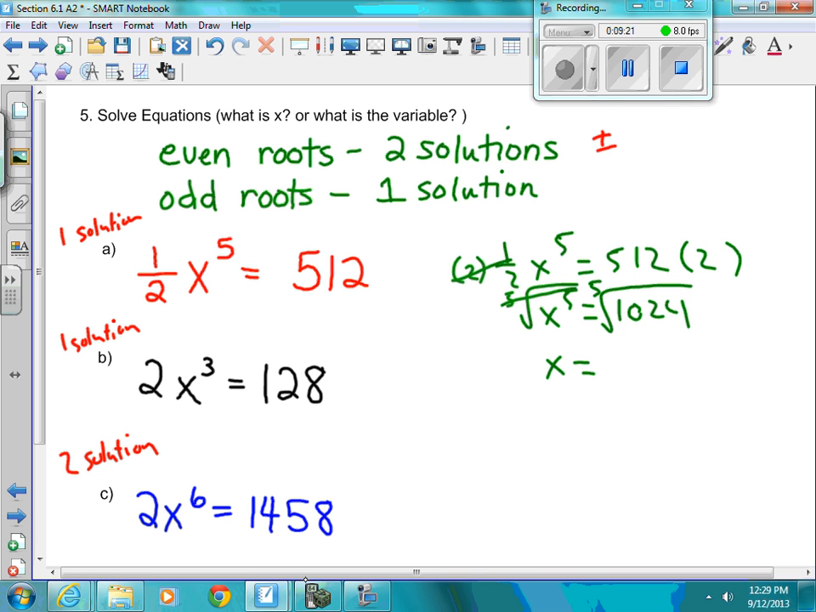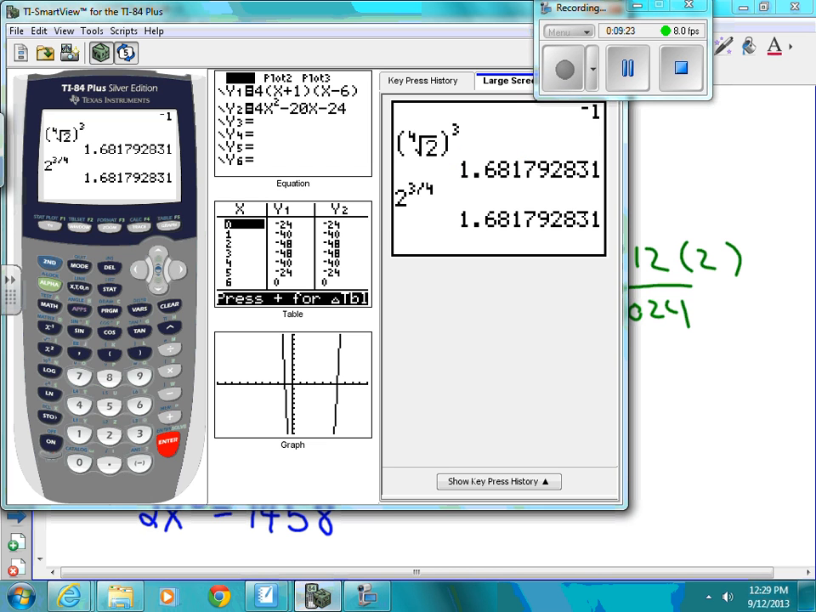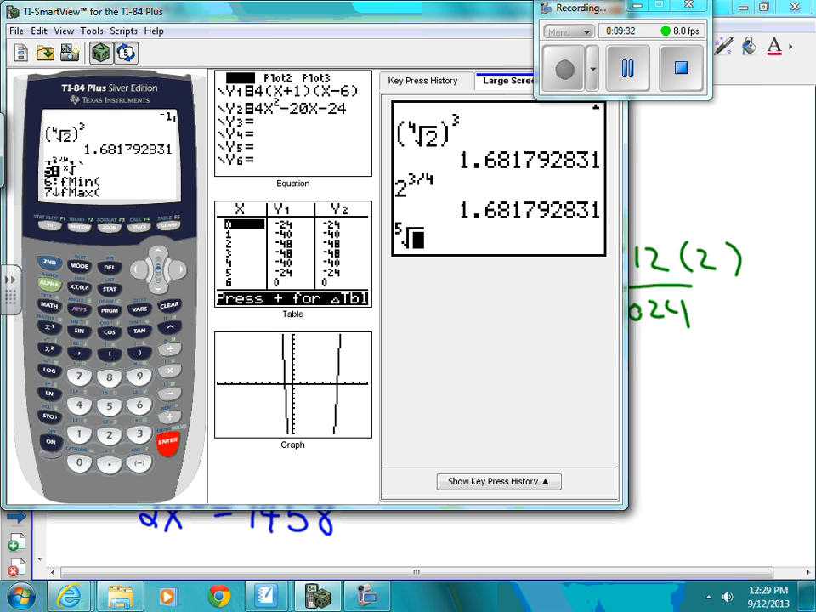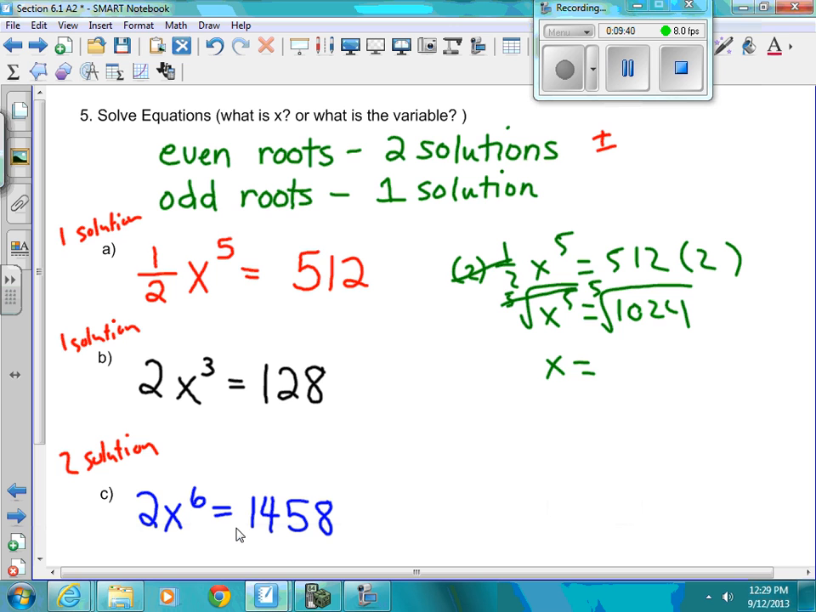In your calculator, I'll show you one more time in case you were confused. It's sometimes easier to put the root in first before you select Math 5. 5th root, yeah, it puts it up there for you. 1,024. It's just 4. So our answer is 4. We don't have to do plus or minus because it's an odd root. How about 2x to the 3rd equals 128? It's going to be the same thing. Divide by 2, then take the 3rd root.